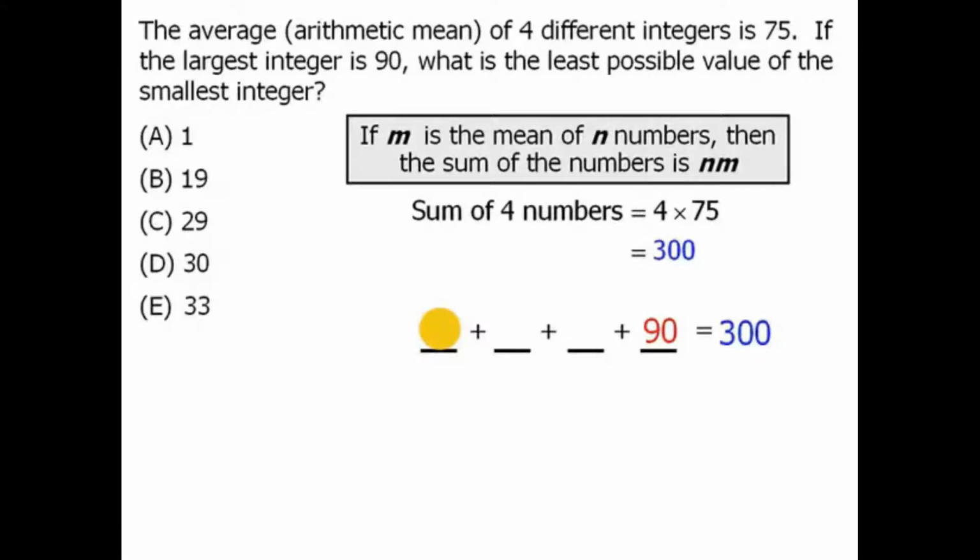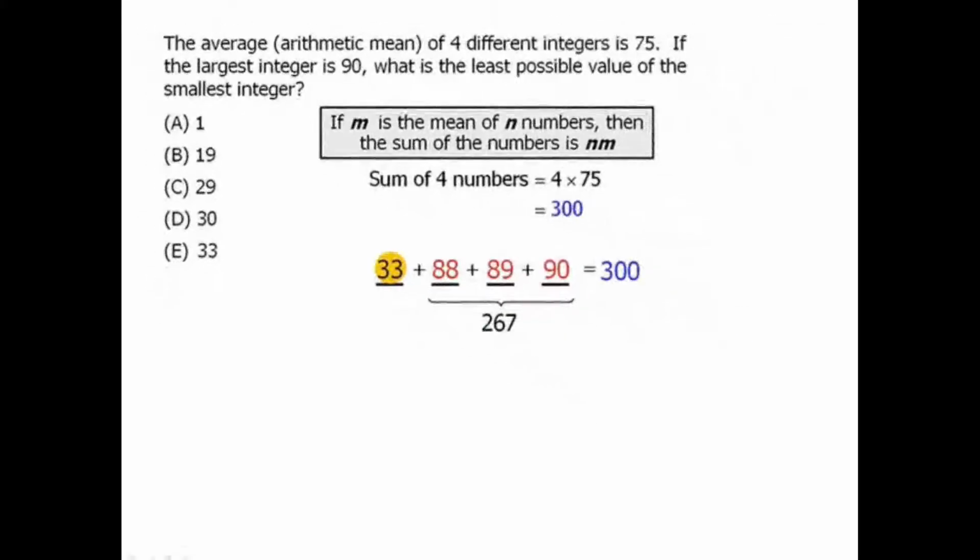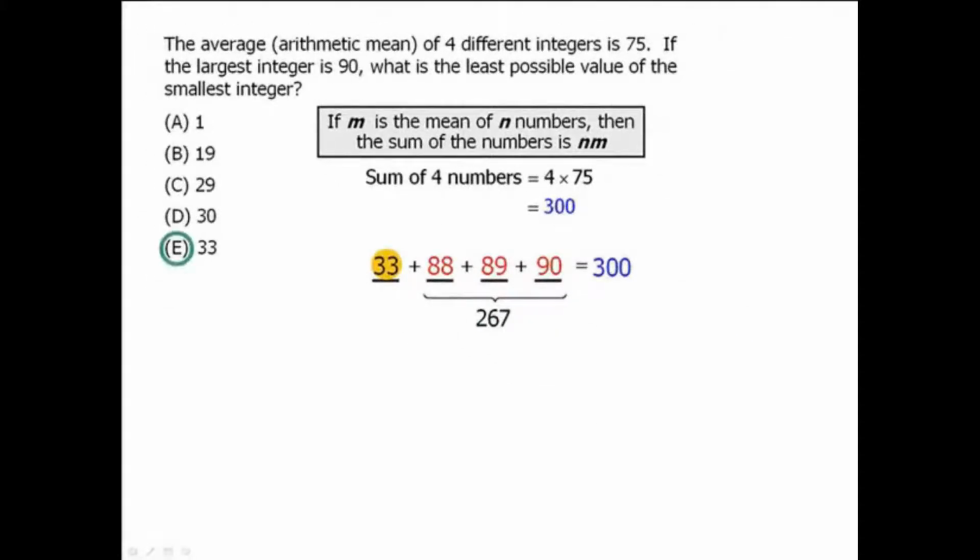We do this by maximizing the values of the other three numbers. So, since 90 is our largest number, the next largest number will be 89, since no two numbers can be equal. Similarly, it follows that the third number will be 88. Now we know that the sum of all four numbers must be 300. We also know that the sum of these three numbers is 267. So our last number must be 33. So our answer is E.